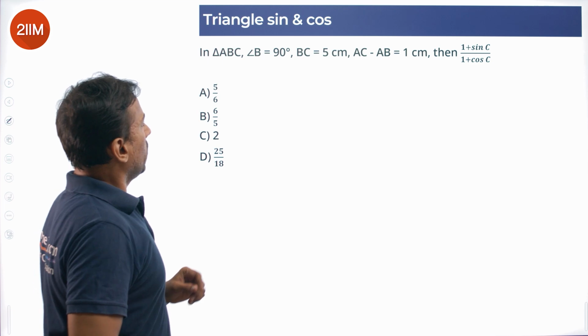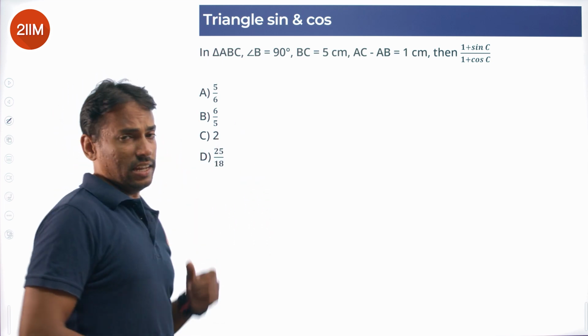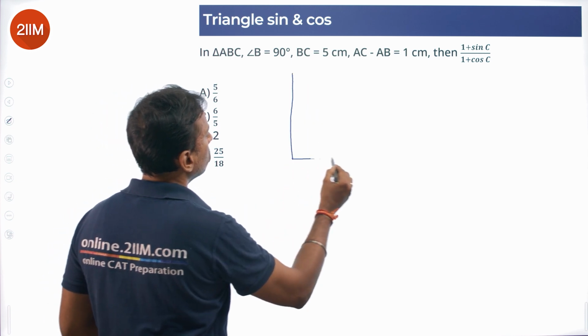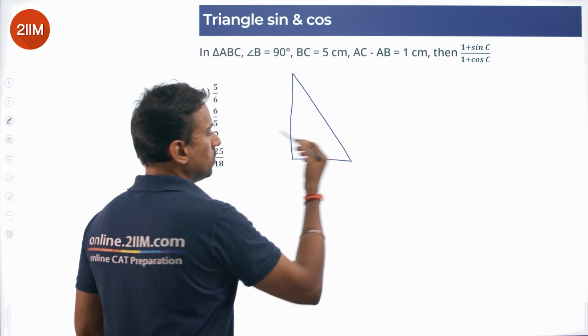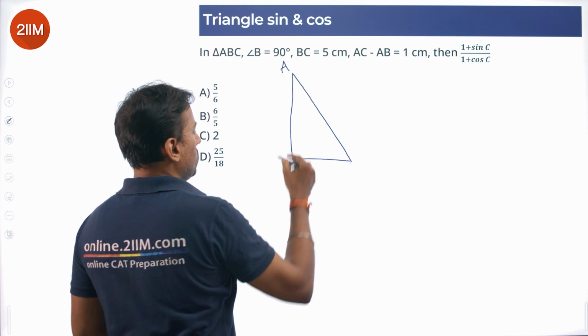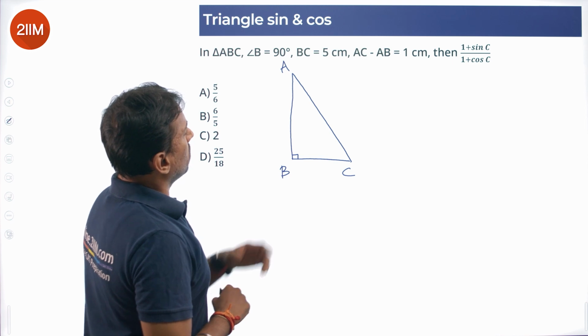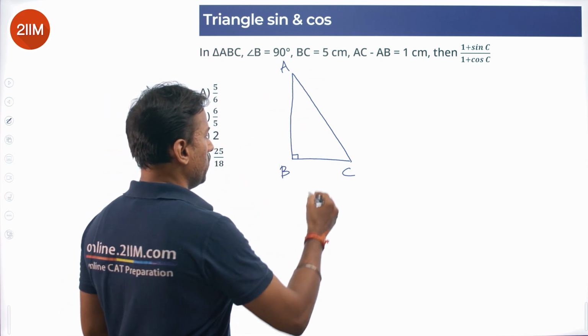In triangle ABC, angle B is 90 degrees, which means it's a right angle triangle. So we'll draw the triangle first. Our triangle should be like this. ABC, angle B is 90 degrees. It is given BC is equal to 5 centimeters. So BC is 5.